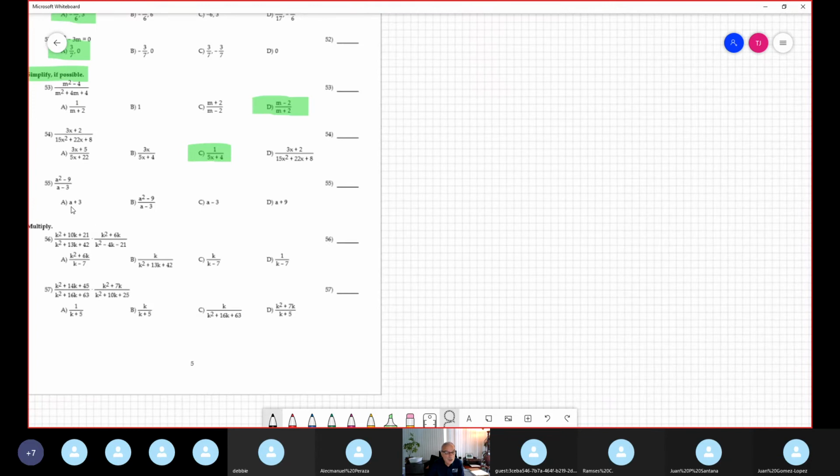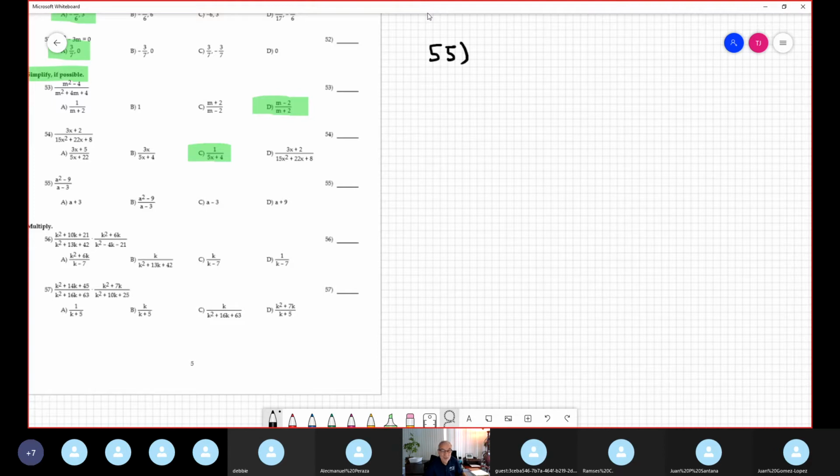Okay, let's do number 55. Actually, the thing that we are doing now is manipulate and simplify only one expression. You will see in the next examples, 56, 57, and so on, wow, we have 2 expressions. But it's the same procedure.